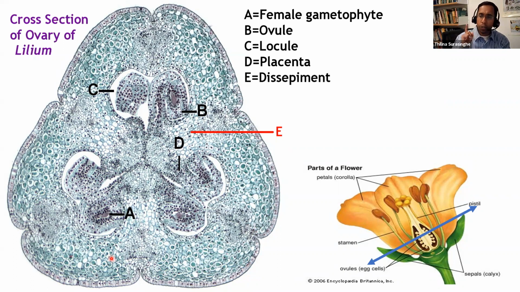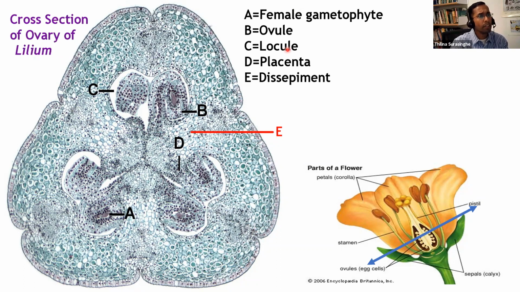Now, I do not think that is in your terminology. I'm telling you that because it's out there in the literature. Each locule contains an ovule. Another name for a locule could be carpel.